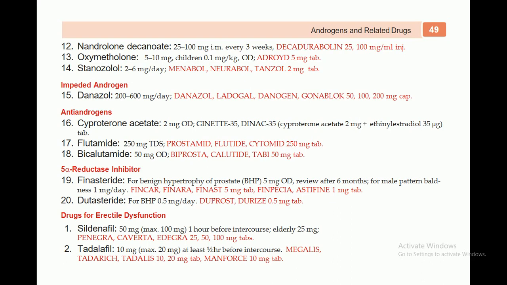For drugs used for erectile dysfunction, that is sildenafil, at the dose of 50 milligram, maximum dose is 100 milligram, so not to be exceeded, 1 hour before intercourse. In the elderly, 25 milligrams. That is available by different names like Penegra, Viagra, Cenforce and many more drugs like 25, 50, 100 milligram tablets.